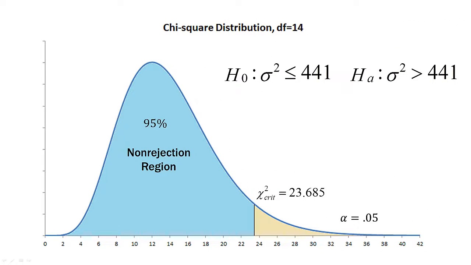Here's all the information we have so far. We have our hypothesis up there at the top. We have our chi-square with 14 degrees of freedom here on the graph. We have our 95% non-rejection region on the left-hand side in the blue. Then we have our rejection region in the brown on the right-hand side, and that's separated by our critical value we found of 23.685. Now, our chi-square value, our test statistic, was 18.48, so it falls right there.